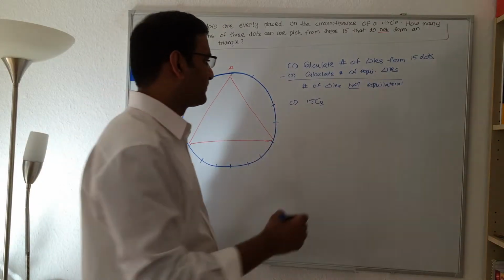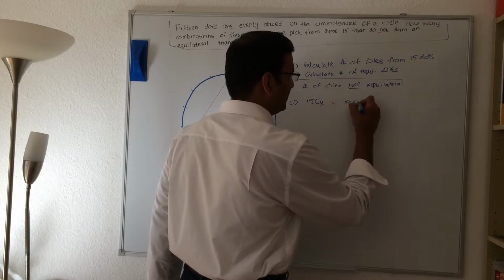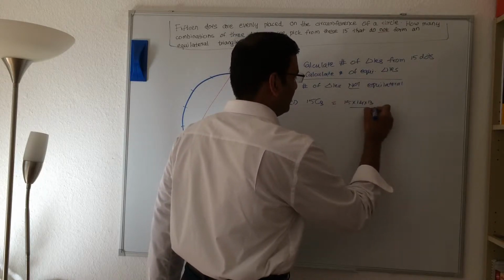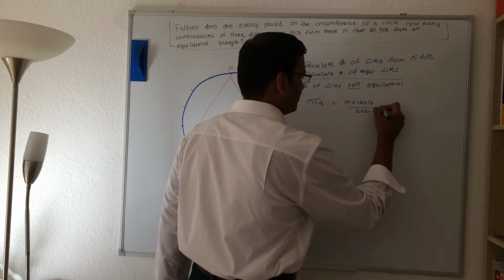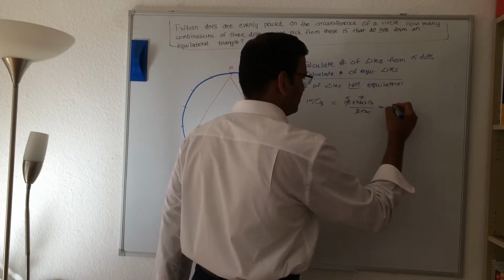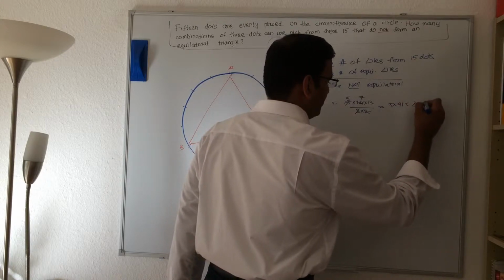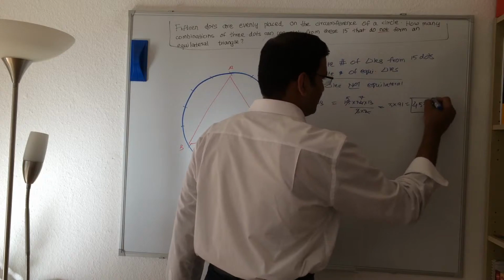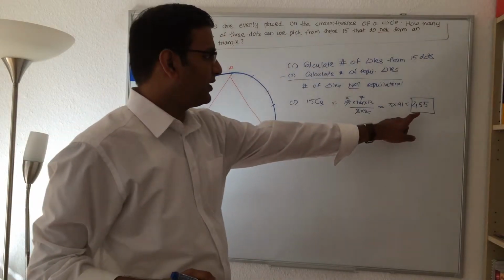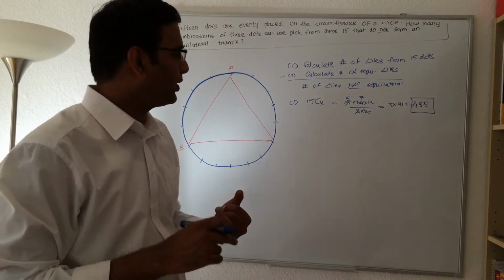So 15C3 could be rewritten as 15 times 14 times 13 divided by 3 times 2. That would be 5, 7. So 5 times 7 times 13, which is 455. So we could get 455 triangles using the 15 dots. So we have completed part 1.